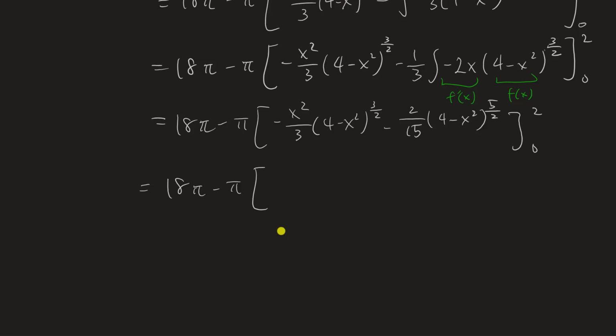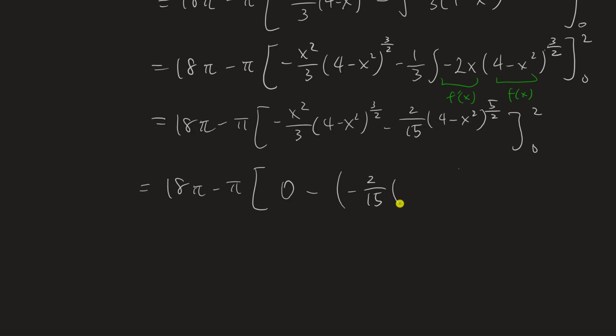So this thing is gone. Subbing in 2 here, oh, it's also gone. So that's great. Subbing in 2 will give us 0. Minus away, now we sub in 0. Subbing in 0 here, this gives us 0. This gives us negative 2 over 15.